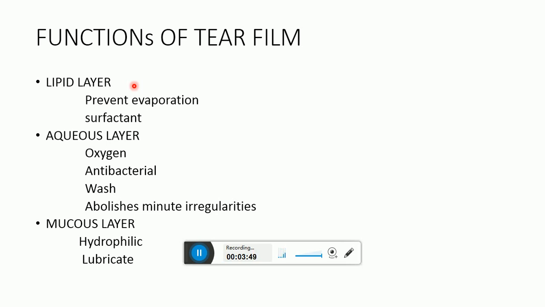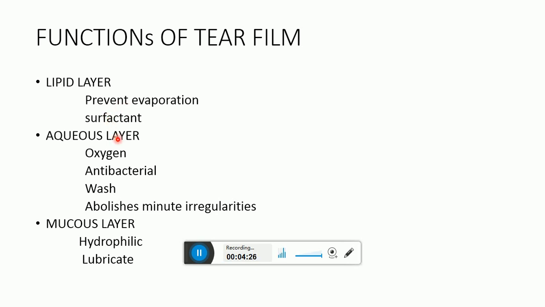Lid movement during blinking is important in releasing lipids from glands. The thickness of the layer can be increased by forced blinking and conversely reduced by infrequent blinking. The function of lipid layer is to prevent evaporation of the aqueous layer and maintain tear film thickness, to act as a surfactant allowing spread of the tear film, and deficiency results in evaporative dry eye.